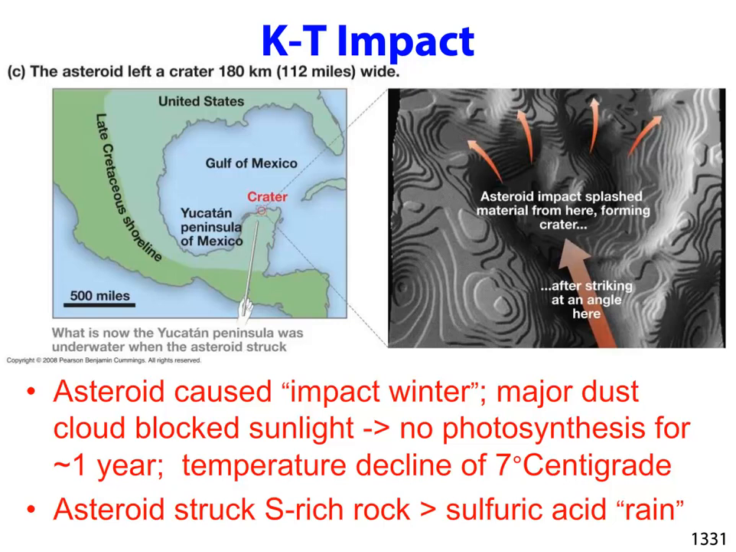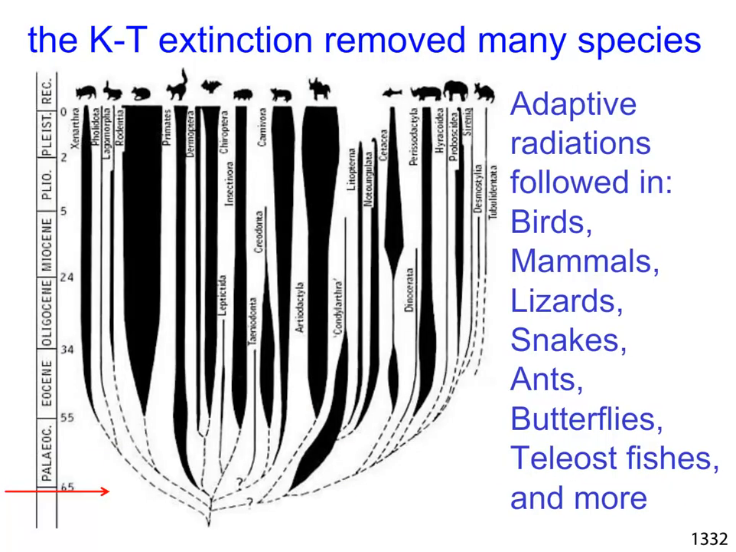Again, if you're going to invent a time machine, don't go back here either, because this would not be a pleasant time. I think it would just be really sad and pretty violent and not a good spot to be in. So according to the fossil record, the KT extinction removed a lot of species, and eventually that left a lot of space for adaptive radiation. And so those critters that would evolve then and take the place would include the birds, mammals, lizards, snakes, ants, butterflies, teleost fishes, and so many more.